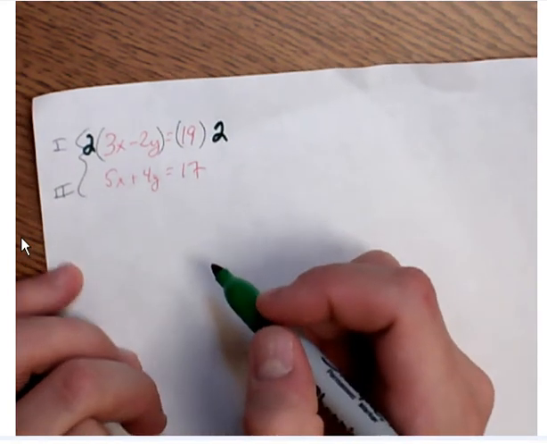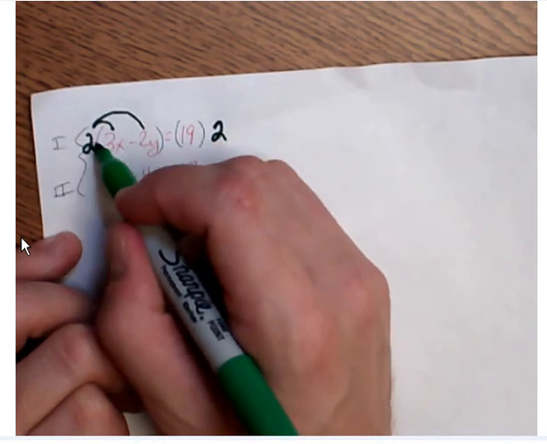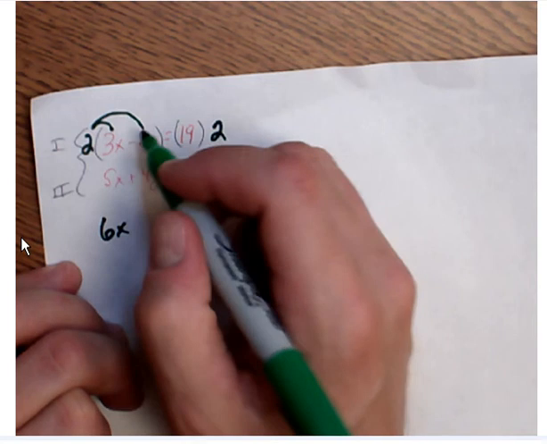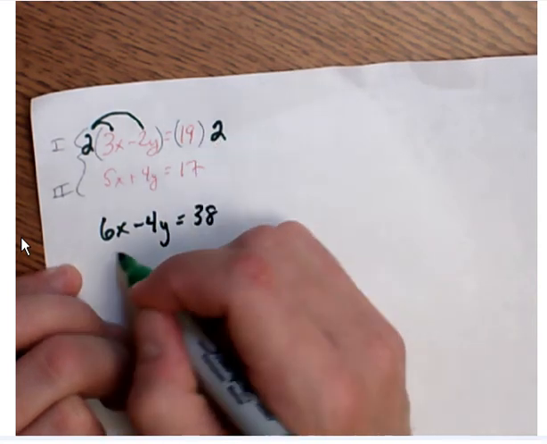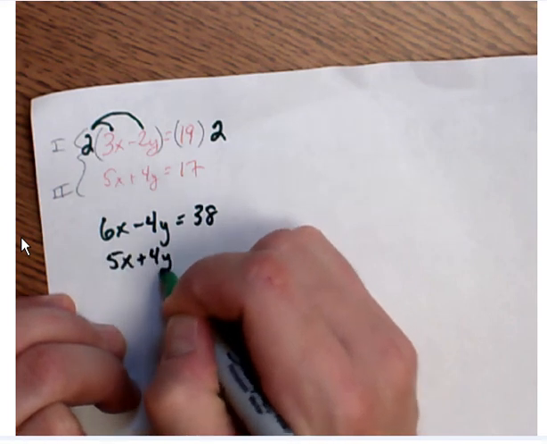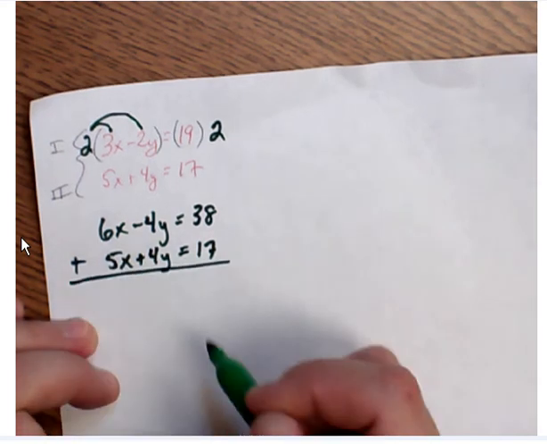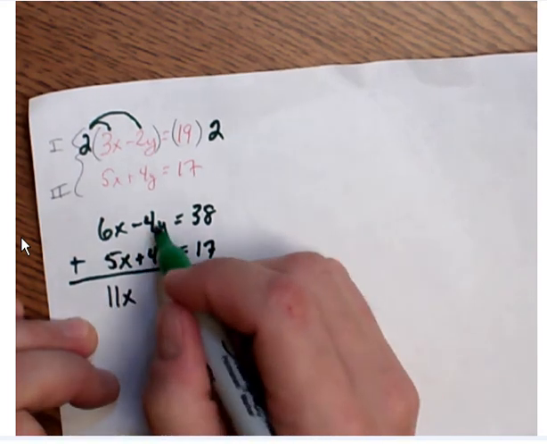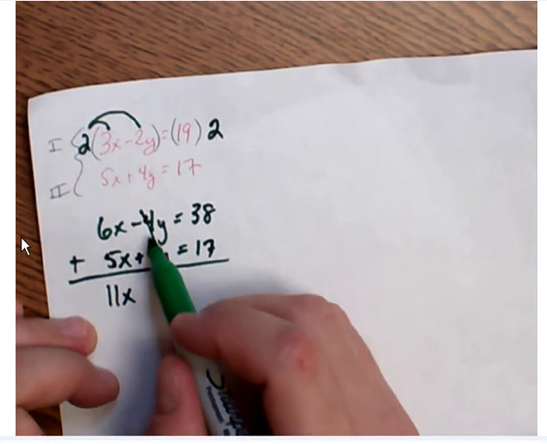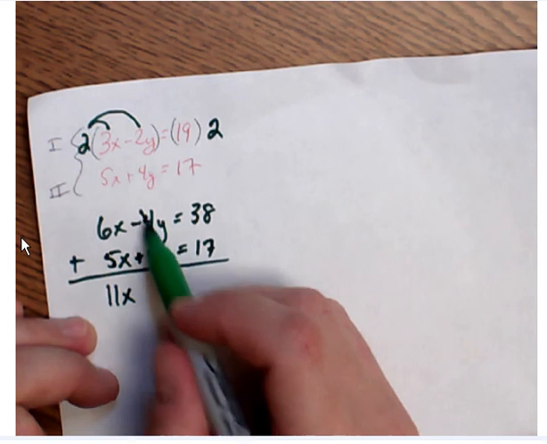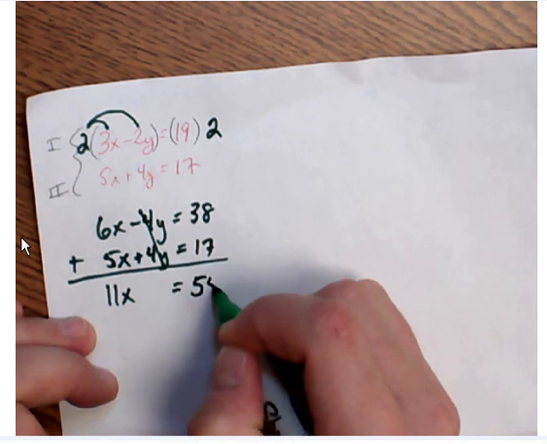Now if you're not sure if this is going to work or not, when you distribute, 2 times 3x is 6x, 2 times negative 2y is negative 4y, equals 2 times 19 is 38. And then the bottom equation stays the same. If you try to add these, and the variable does not eliminate, you made a mistake. Negative 4y plus 4y is 0. The reason I cross this out is because this adds up to 0. That's what I want. Equals 55.